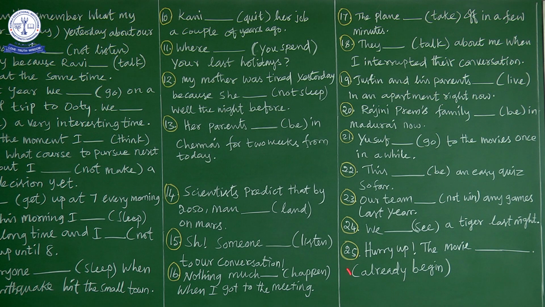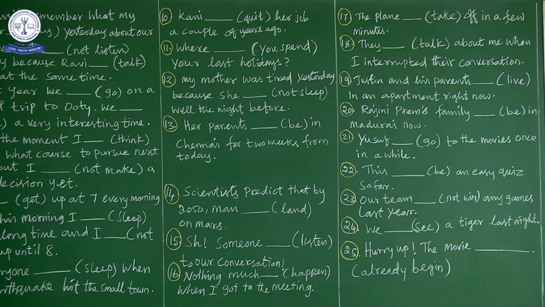Last one, the 25th one. Hurry up. The movie dash already begun. This hurry up itself indicates that something is happening at the present time, so we have to analyze it in the present tense. What is the keyword next? Already. Whenever you have already, you have to go for present perfect tense. What is the sentence structure of present perfect tense? Subject plus has or have plus past participle. The movie is singular, so we go for has. The movie has already begun. The past participle of begin is begun. So the answer is: Hurry up. The movie has already begun.